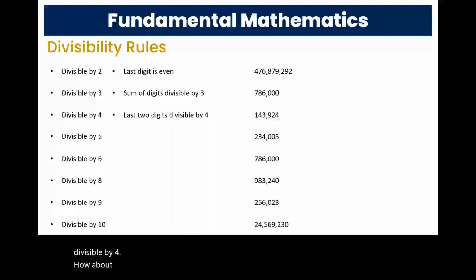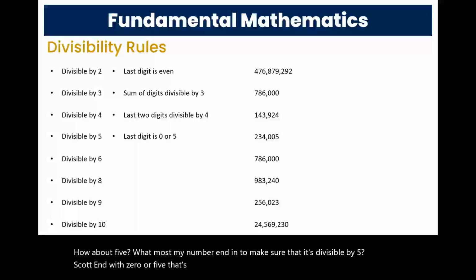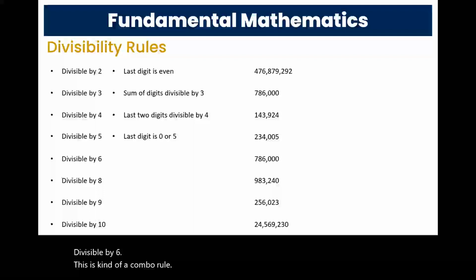How about 5? What must my number end in to make sure that it's divisible by 5? It's got to end with 0 or 5. That's right. Divisible by 6? This is kind of a combo rule. We got to test it with both with which other 2 rules?